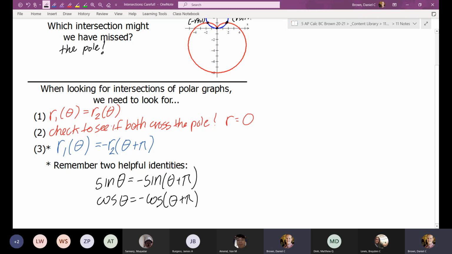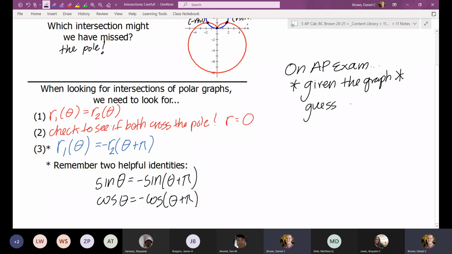On the AP exam, and so I'll be the same as well, you will often be given the graph. And what that means is, if you have the graph, you can easily see how many intersection points you have, and when it comes down to it, you can just kind of guess and check.